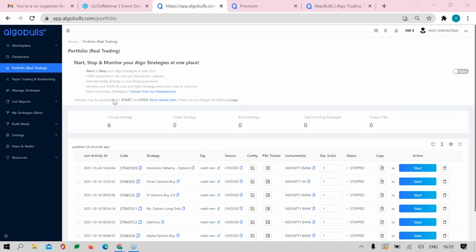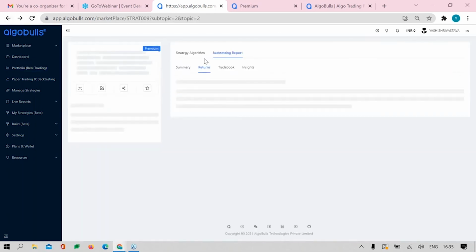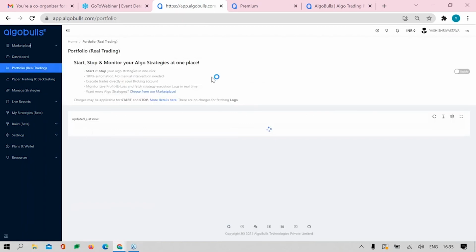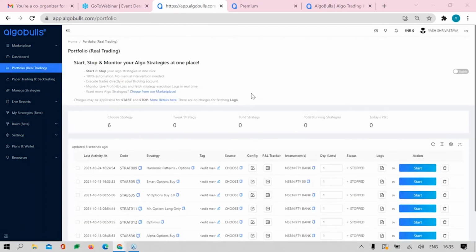To activate a strategy, you can go to the strategy card as I have shown you. Once you see the strategy, you just click on the execute button, and the strategy will be executed and will be running live on your portfolio.